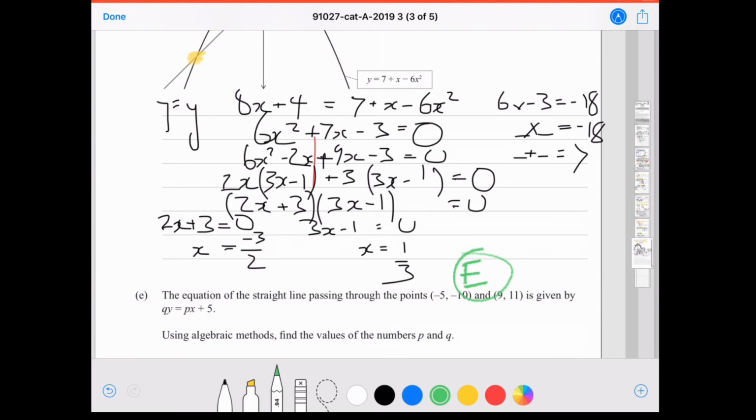Getting the quadratic down to factorized form gets you the merit, so up here, and even just forming the single quadratic equals 0 gets you the achieved, so up here. Okay, let's keep going.